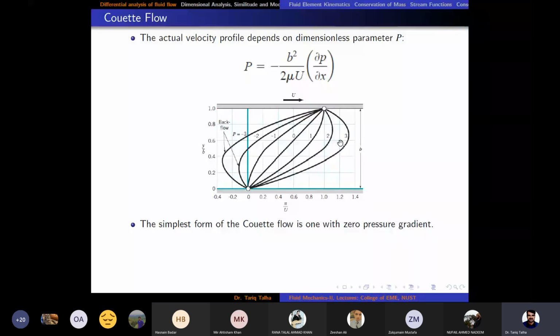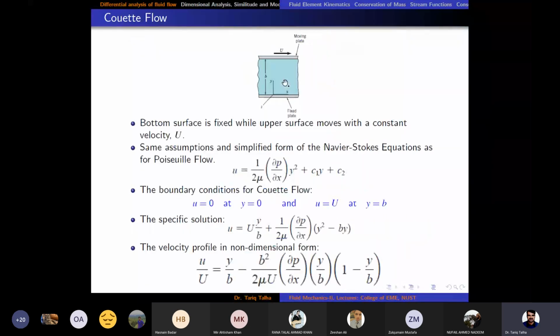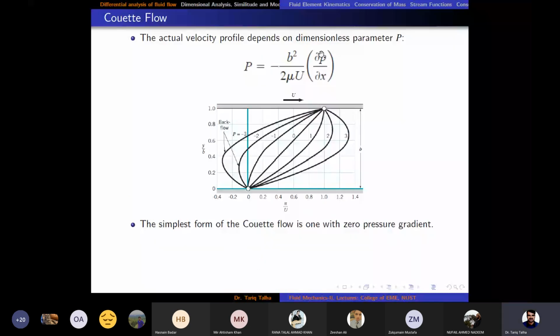Now, if the p value is positive, you can see that there is a pressure drop. In the pure pressure-driven flow it was something like this. But because now there is a motion of the upper plate, depending upon the p value, the initial and final values are the same, but how the velocity reaches from the lower plate to the upper plate is dependent upon this parameter p, which has been defined here, right? This is the place where we have defined that p parameter. So we call it the non-dimensional pressure gradient.